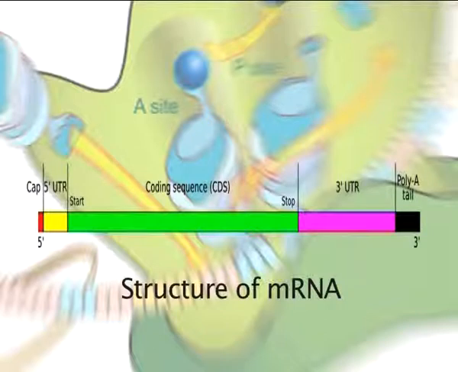A fully processed mRNA includes a 5' cap, two UTR regions, coding regions, and a poly-A tail. Poly-A tail means polyadenine tail.